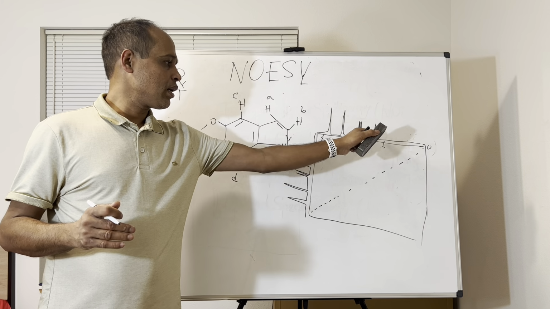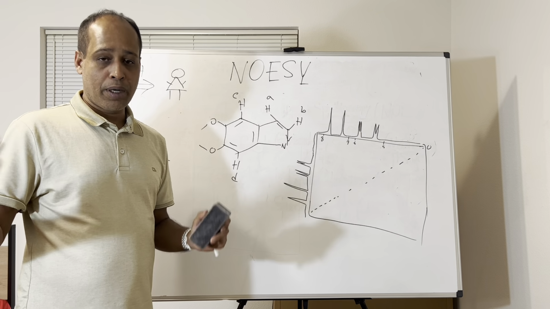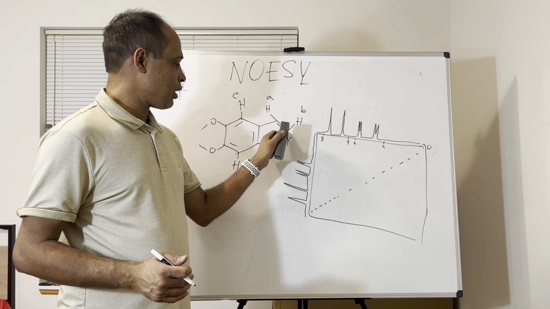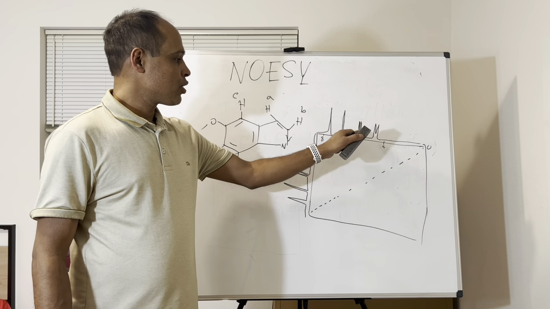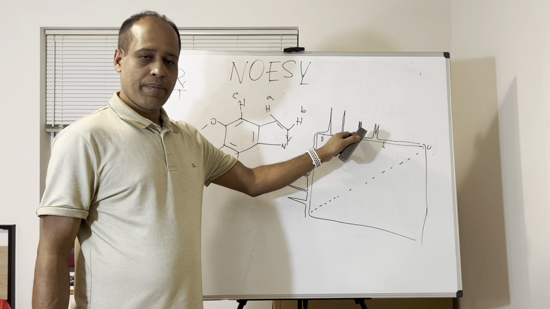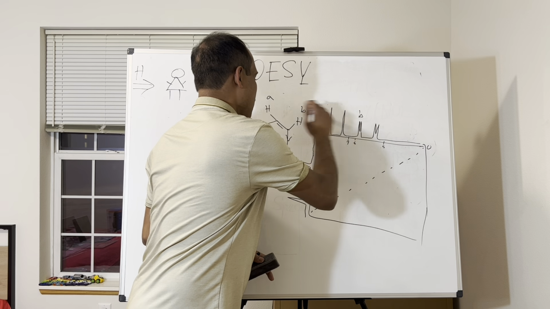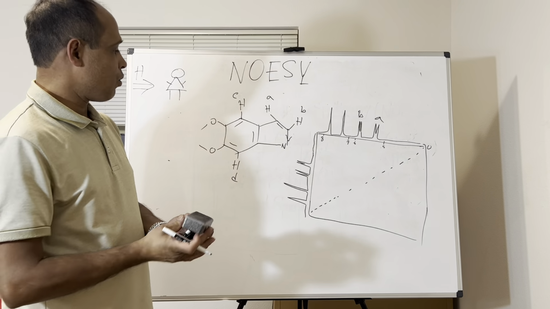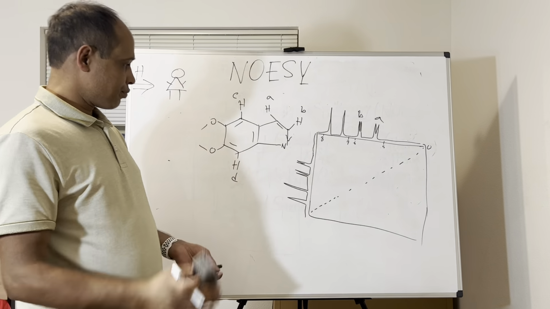Downfield means upper value, upper ppm. In that case, since this proton is on the double bond and also next to nitrogen, you can easily assume that this is B, and ultimately there will be another, so that will be A.